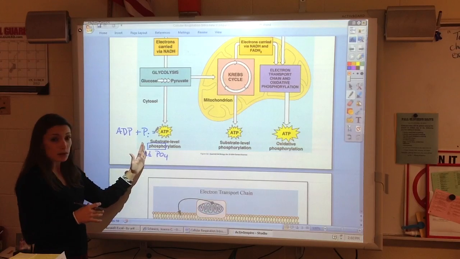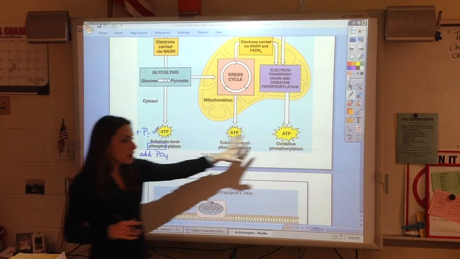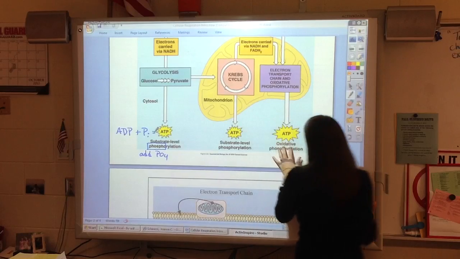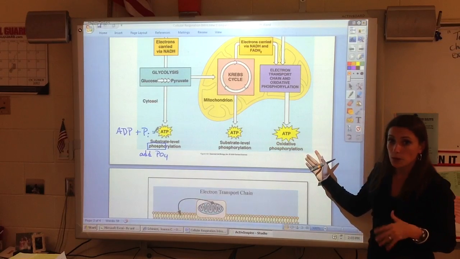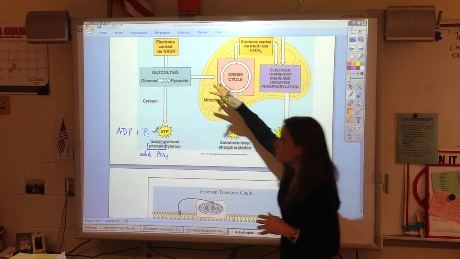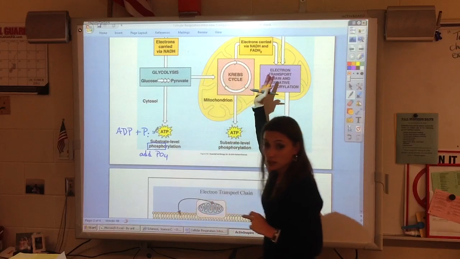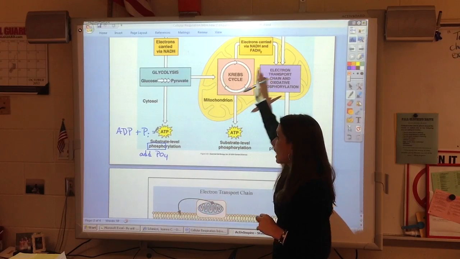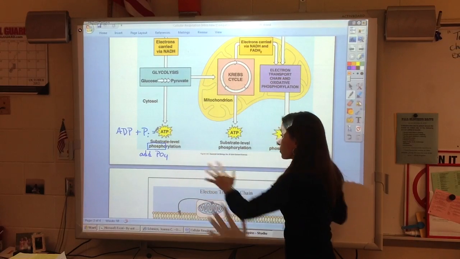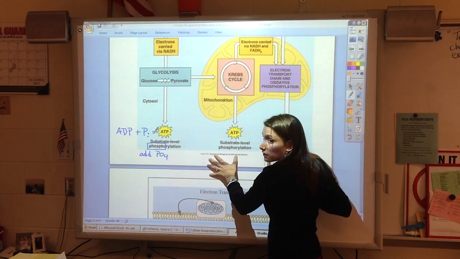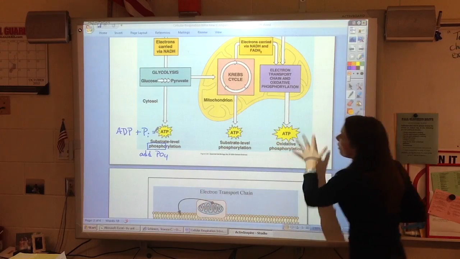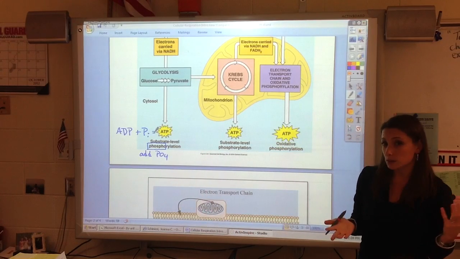So we'll talk more about substrate level later. And then we've got oxidative phosphorylation. We'll talk about this more as well. But what we want to know is that there are going to be a couple main stages of respiration, and that we're going to make ATP two different ways: directly transferring phosphates, or this other way that we're going to call chemiosmosis.